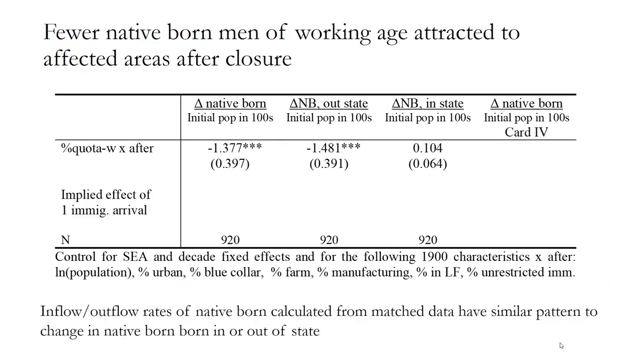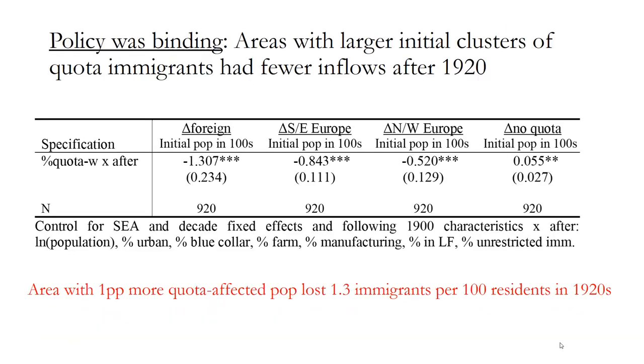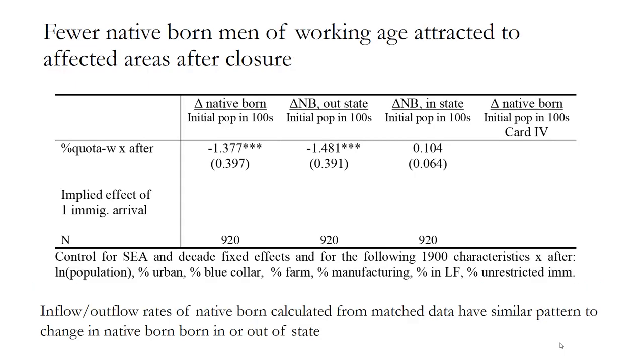And so now our headline outcome is the change in the native-born population divided by initial population in hundreds. And we see that in those locations, after the policy change, a place that has 1 percentage point additional quota-affected population also lost 1.4 natives. So they lose almost 1.4 immigrants, and they lose 1.4 natives. So we see almost a one-to-one relationship there.